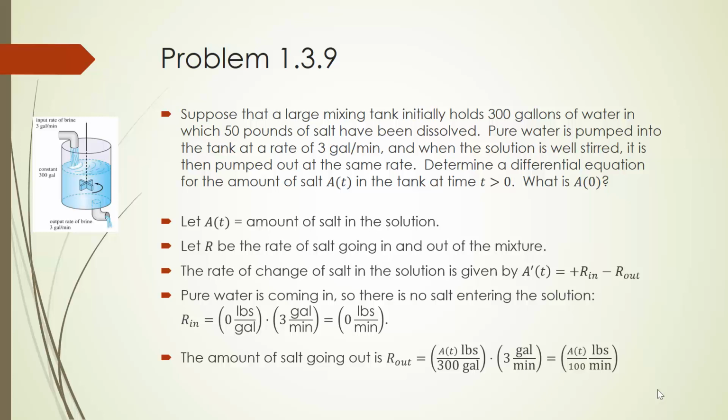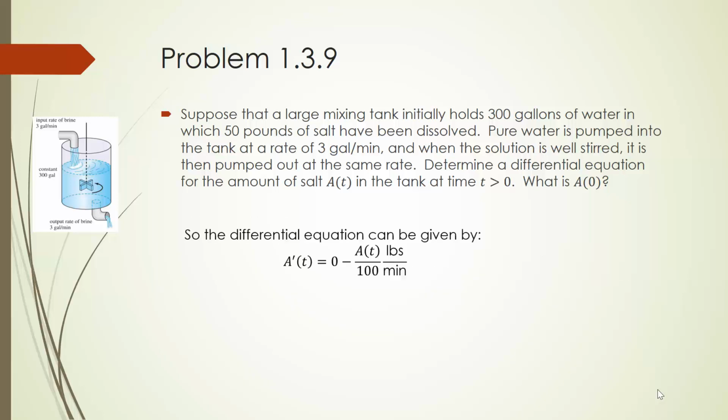So remember that A prime of t is going to be R in minus R out. We have R in is equal to 0, and R out is A of t over 100. And so we have the differential equation A prime is equal to 0 minus A of t over 100 pounds per minute. So that just simplifies to negative A over 100. So our differential equation is dA dt equals negative A over 100.